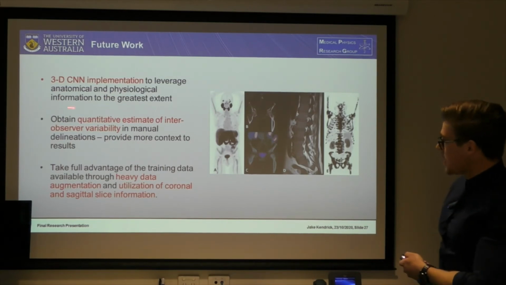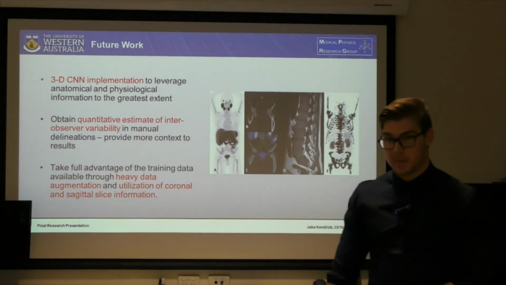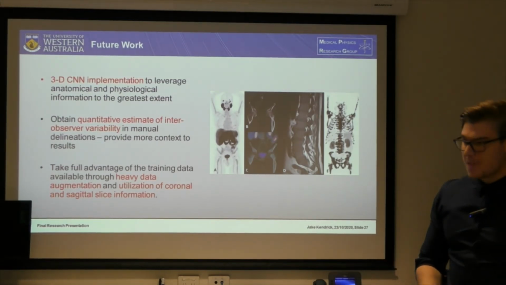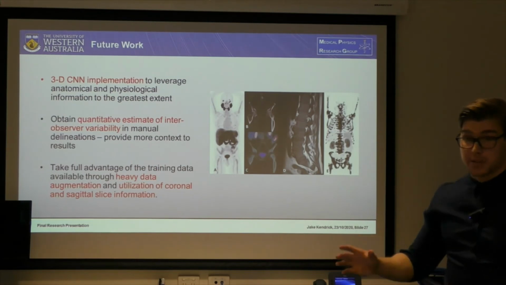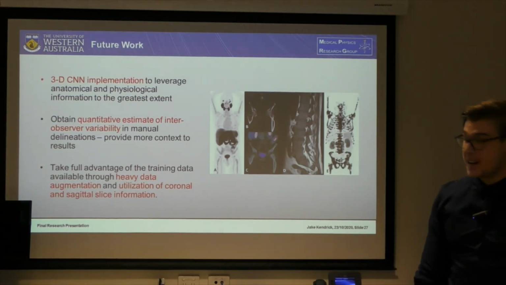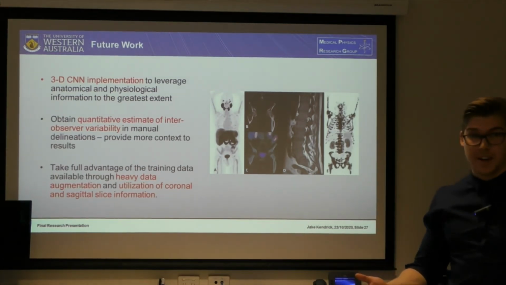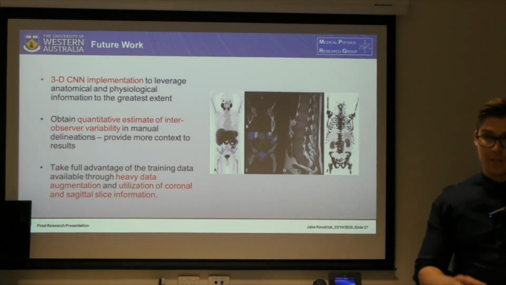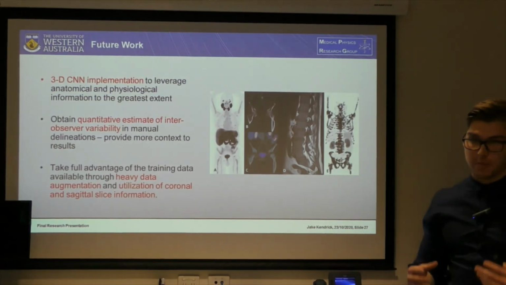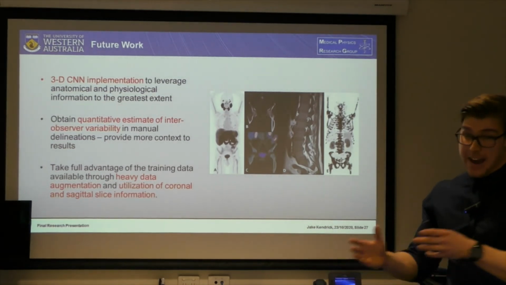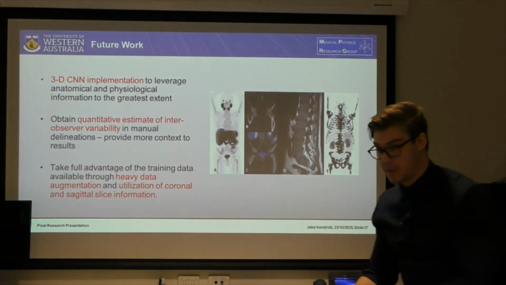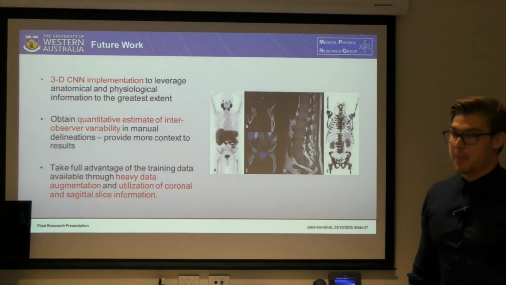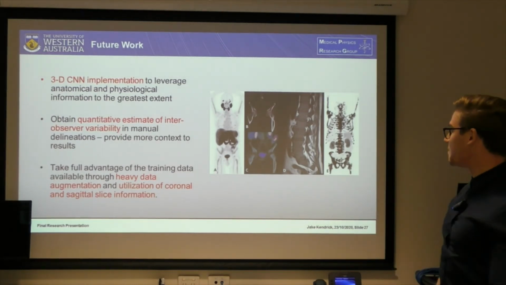And particularly, we might want to obtain a quantitative estimate of inter-observer variability as well. So in this study, we only used one observer. Jeremy, he did all the manual delineations for the entire 330 patients, which is a monumental effort on his behalf. But if we were able to obtain a quantitative estimate of the variability, the results could be put into more context. So we could say, okay, it's outside of the measured variability or it's inside of the measured variability. Clearly, with the results achieved, it's probably going to be outside. But for future work, that's a necessary undertaking.